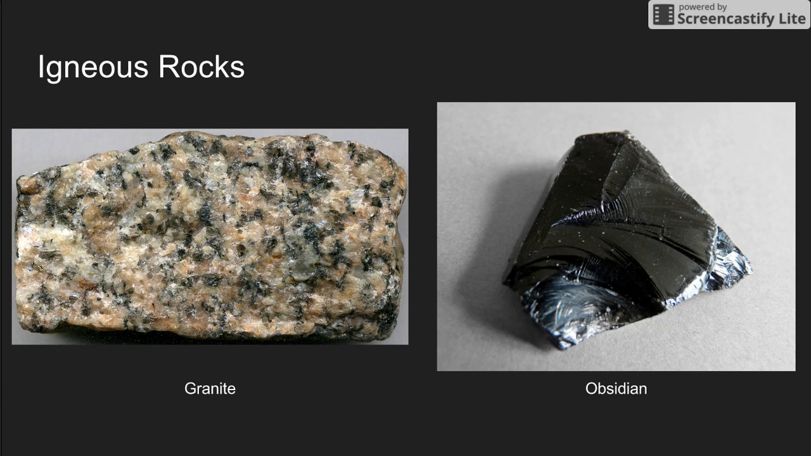First, we will discuss igneous rocks. Igneous rocks are formed when magma cools and solidifies. It can do this below or above the Earth's surface. There are two examples of igneous rocks on the slide.